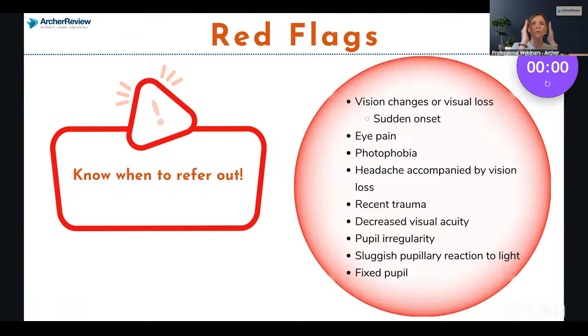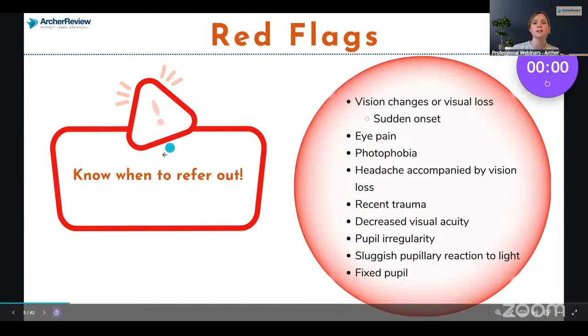And this would be like when you're looking forward, if you're starting to lose vision on what you can see on the corners of your eyes. On examination, concerning signs would be decreased visual acuity. This is good when you can get your medical assistant or whoever's working with you to do a Snellen chart. Pupil irregularity, sluggish pupils or pupillary reaction to light, or definitely a fixed pupil.